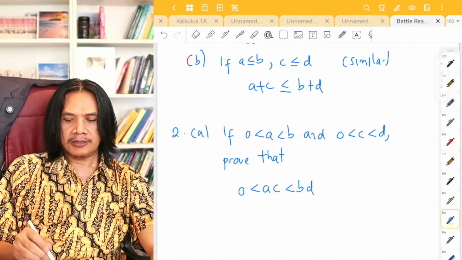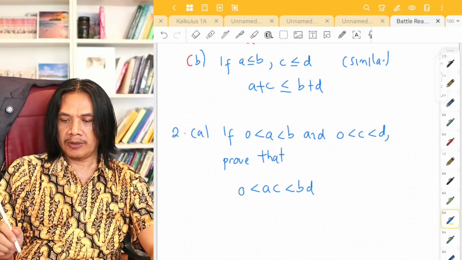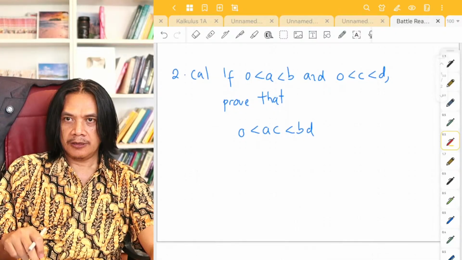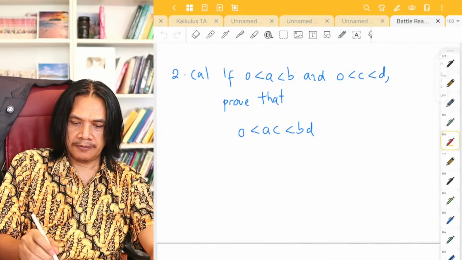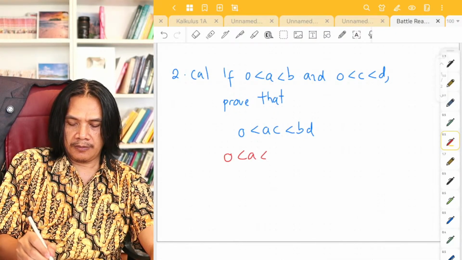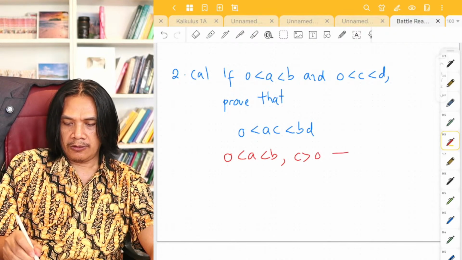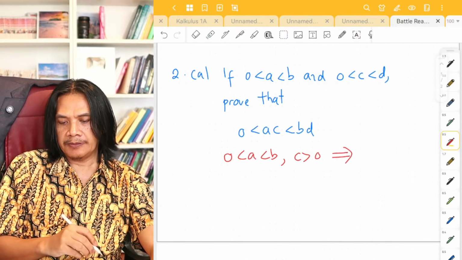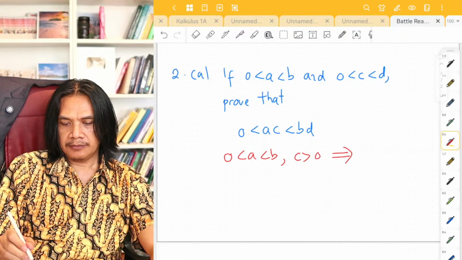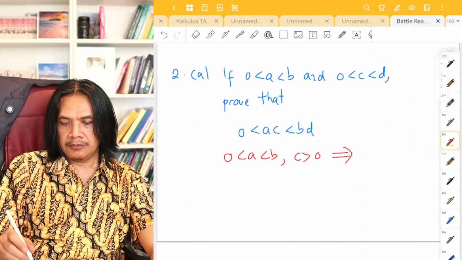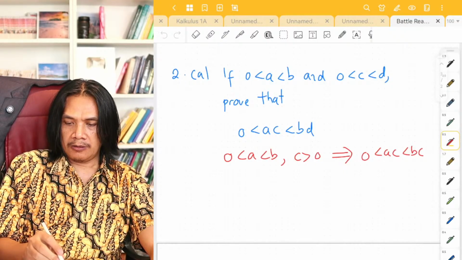So how can we make this AC appear? You multiply the first inequality by C and the second one by B probably. I mean, wait, by A. Okay, so what's the consequence of this? The consequence is that 0 is less than AC less than BC. Okay, and then what's next?